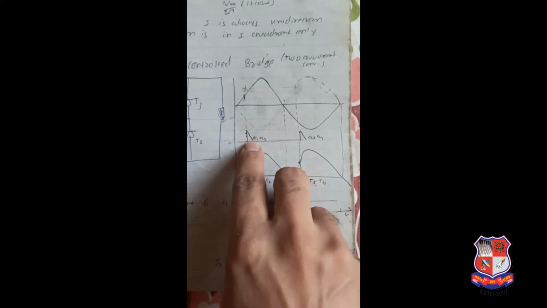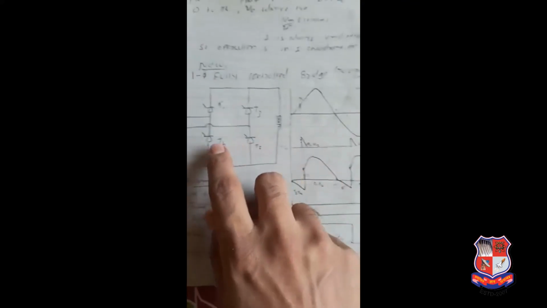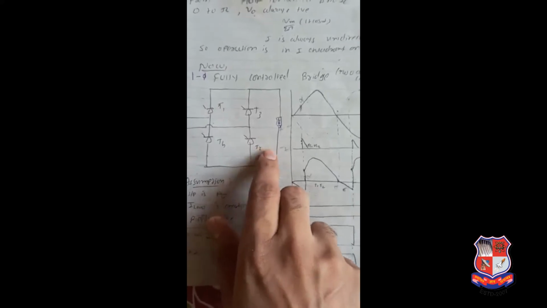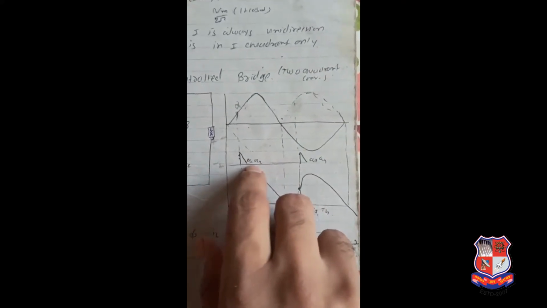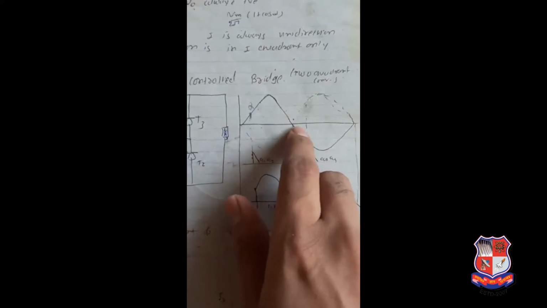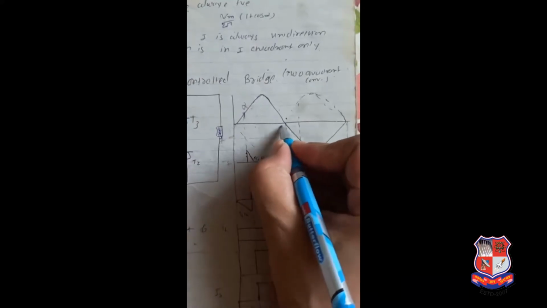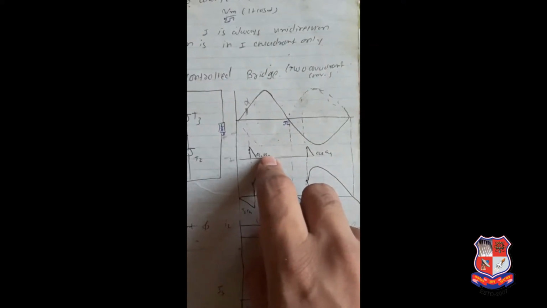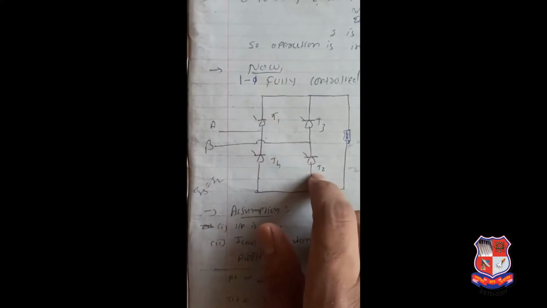I am giving the gate pulses G1 and G2 to the switches T1 and T2 respectively, in the positive half cycle. This is 0, and this is pi. In the positive half cycle I am giving the gate pulse to T1 and T2, and in the negative half cycle I am giving the gate pulse to T3 and T4. So in the positive half cycle T1 and T2 will conduct, and in the negative half cycle T3 and T4 will conduct.